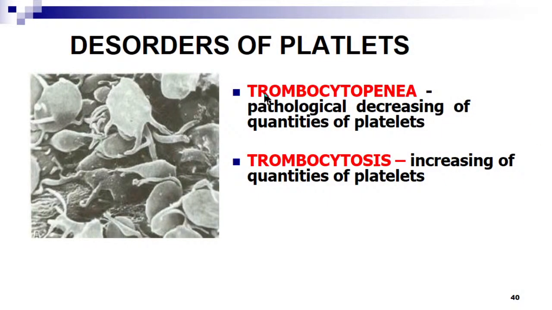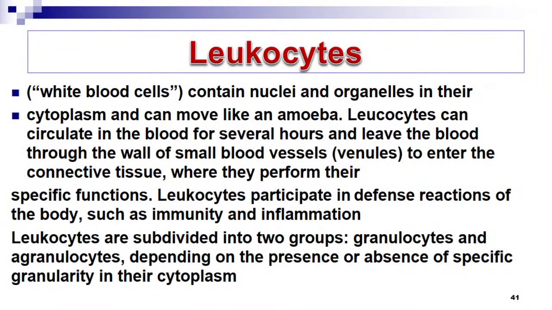Disorders of platelets. First of all, writing now, thrombocytopenia. It's a pathological decrease in the quantity of platelets. Another variant, the opposite, thrombocytosis, an increase in the quantity of platelets. In the electron micrograph, we have seen the image of platelets under the scanning micrography. Okay.